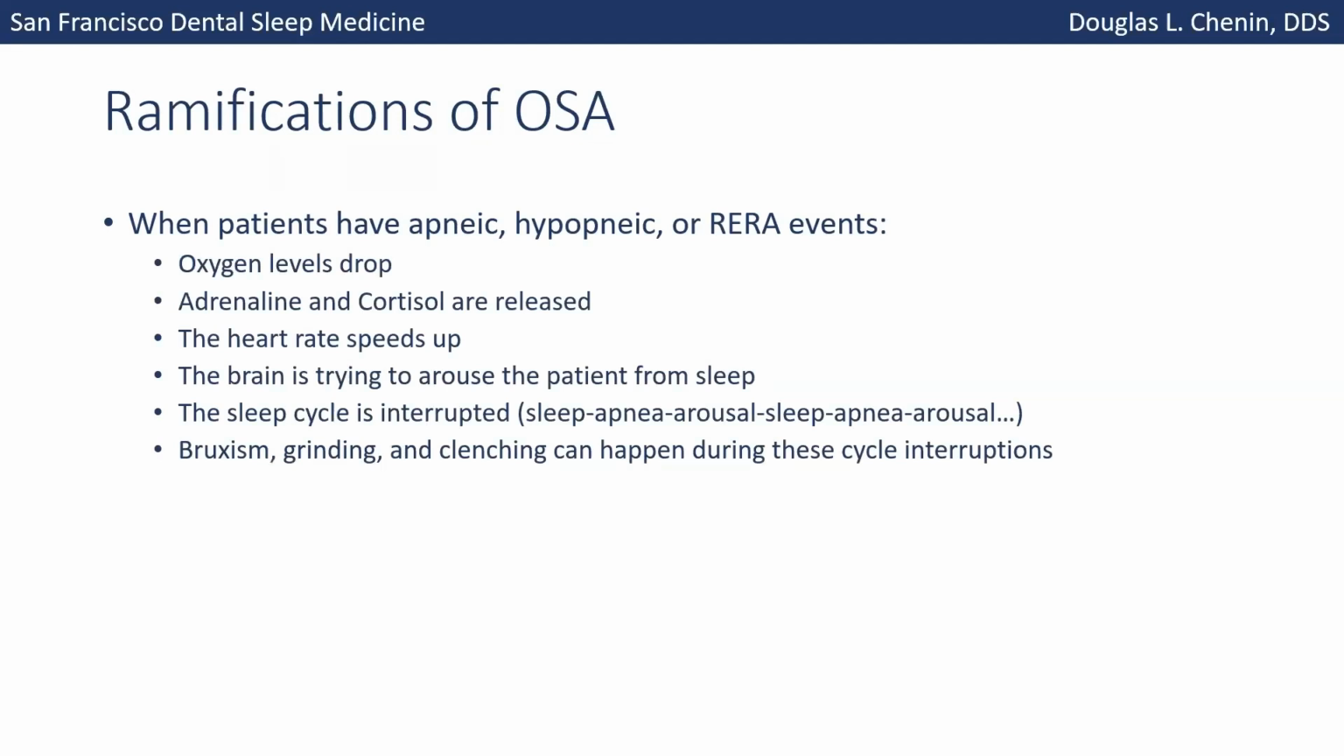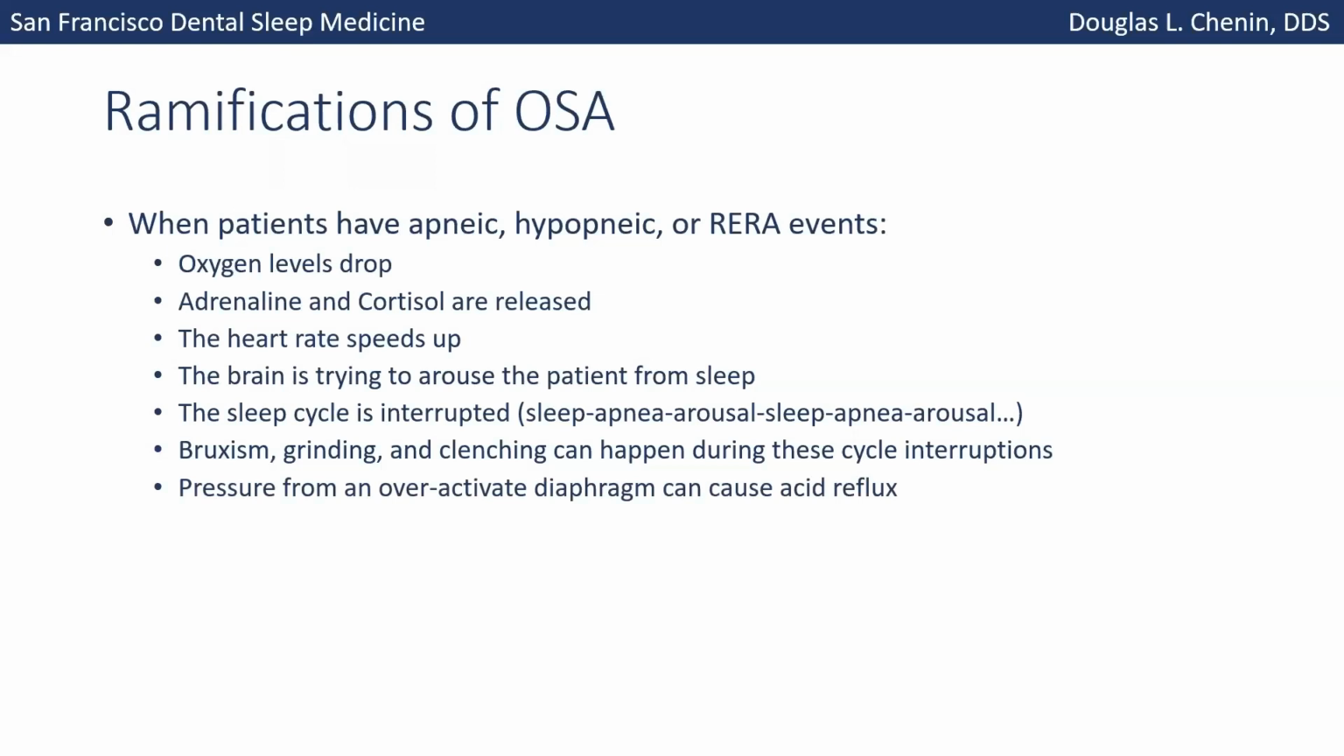Bruxism, grinding, clenching can happen during these cycles. As the adrenaline is released, a lot of the time you'll clench, and that actually also helps you get out of the event. So it turns into a learned mechanism, and then you fall back asleep, and the mouth relaxes and the jaw relaxes, and it goes over and over.